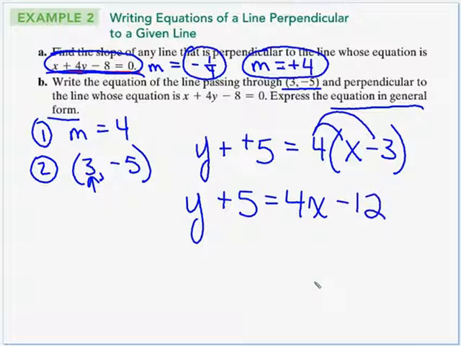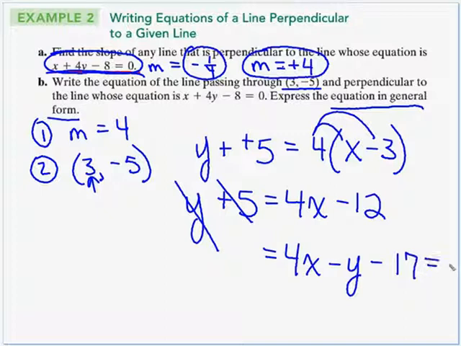And now I want to get everything on one side. I like to have my x first, and I like to have that positive. So I'm going to keep it over here. I'll keep the 4x. And now I want to get this y to the other side, so we're going to subtract it from both sides. Now it's minus y. And then I want to subtract 5 from each side. Minus 12 minus 5 more is negative 17. And that would be equal to 0. I'll put my equal to 0 on that side. And there is our general form, everything equal to 0.